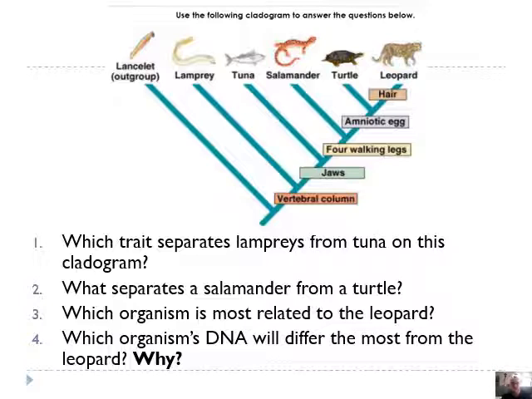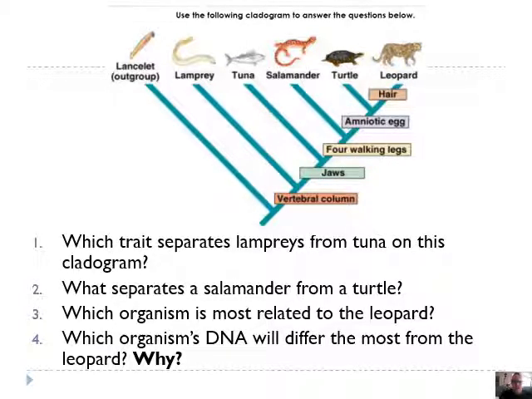Finally, we have the amniotic egg. The amniotic egg is something that is enclosed in a calcium shell. All right, so then we find that we have the turtle, and the turtle starts producing stuff like scales, and then eventually we have hair or fur, and then we produce a leopard. So let's look at the questions.